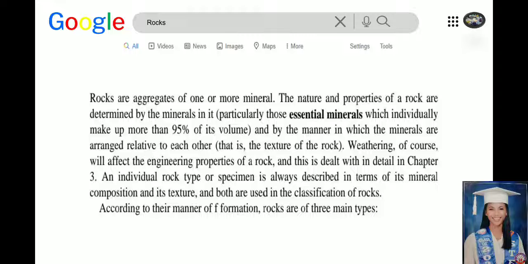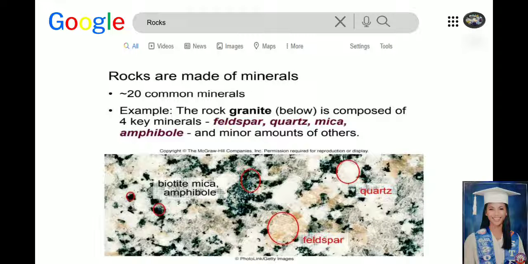The nature and properties of a rock are determined by the minerals in it, especially those essential minerals which individually make up more than 95% of its volume. An individual rock type or specimen is always described in terms of its mineral composition and its texture. So, technically speaking, we can classify what type of rock it is based on its mineral composition. As I am saying, rocks are made of minerals, right?